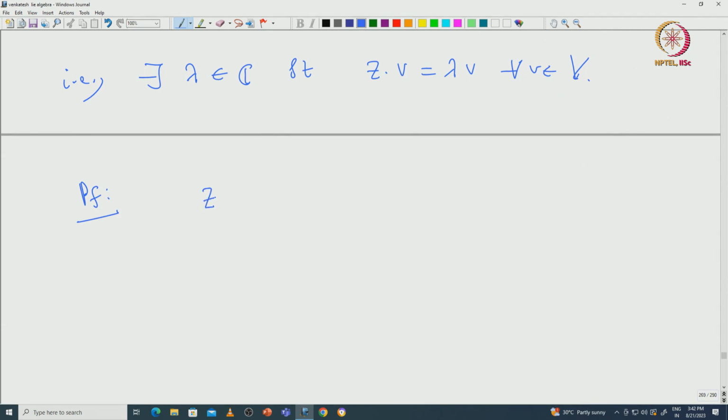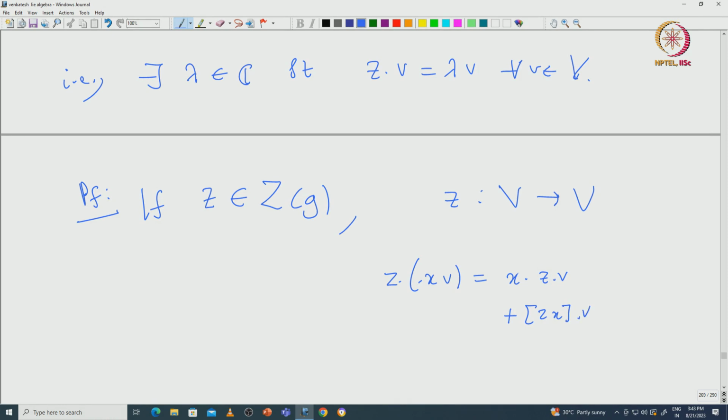The proof is, suppose Z is in the center. So, then what happens if you look at this action of Z on this capital V? So, then you can easily see that this Z actually commutes with the action of x. Okay. So, if you compute Z acting on x V for some x in G, then this will be exactly equal to x dot Z dot V plus the bracket Z x dot V.